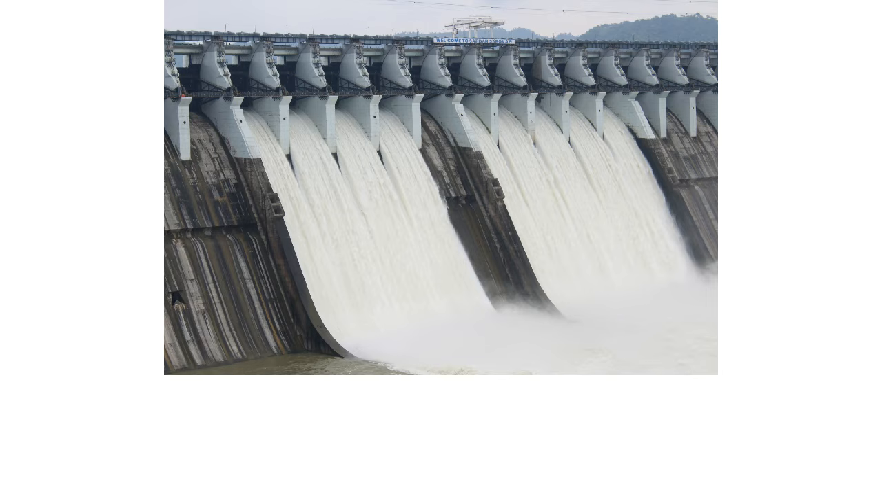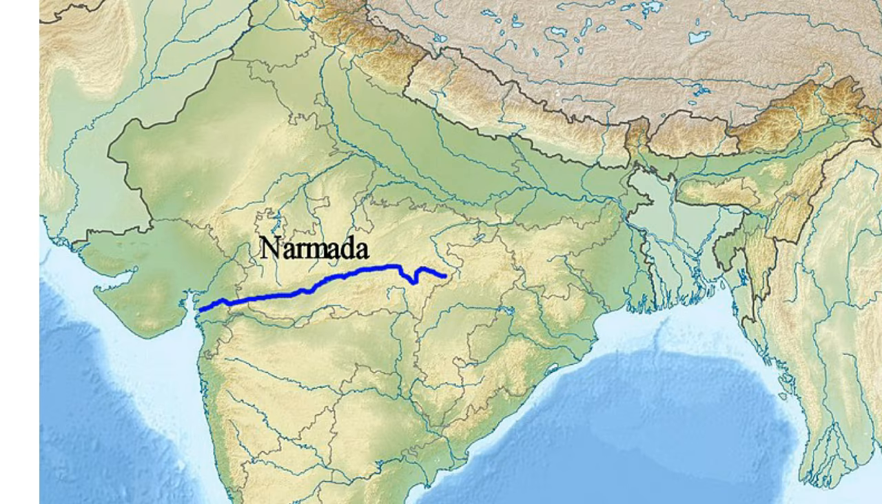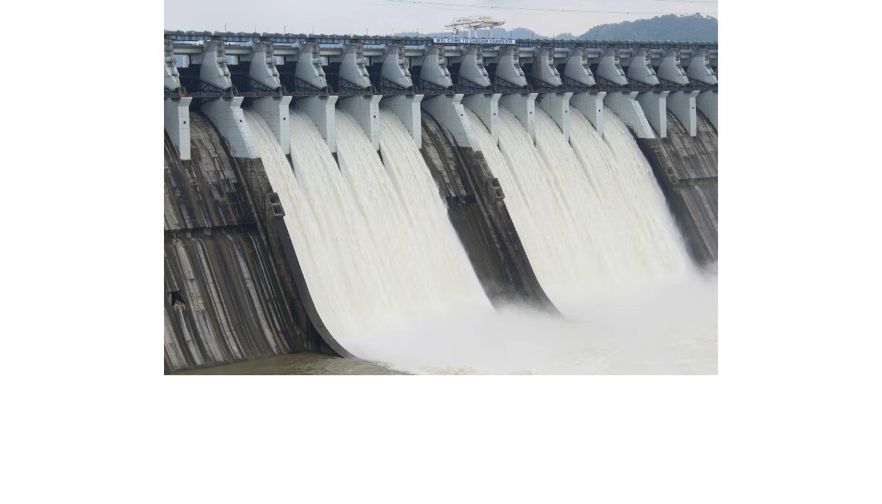This dam construction started in 1992 on the Narmada river in Madhya Pradesh. It's a multi-purpose project. Multi-purpose means it generates power, provides irrigation and helps in flood control. So that's why it's called a multi-purpose dam.